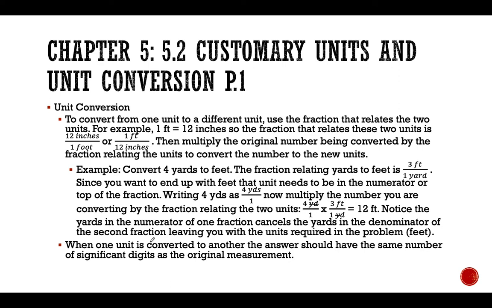Now you notice that you can cancel the yards in the numerator of the first fraction with the yards in the denominator of the second fraction, and that leaves you with your desired unit of feet. When one unit is converted to another, the answer needs to have the same number of significant digits as the original measurement.